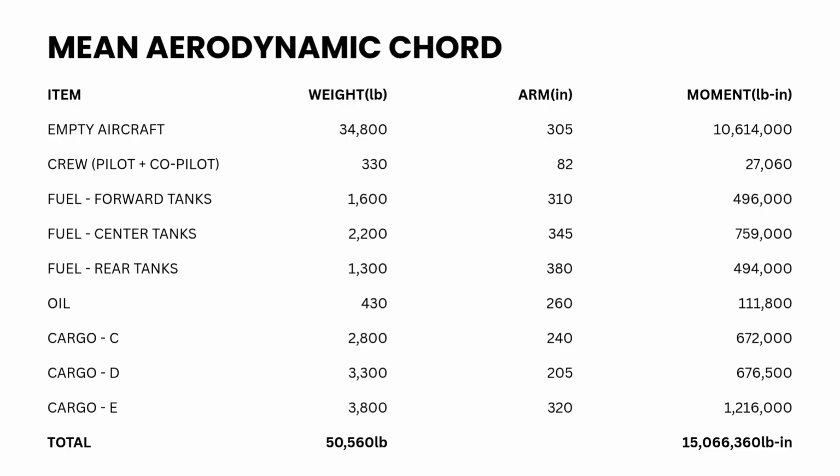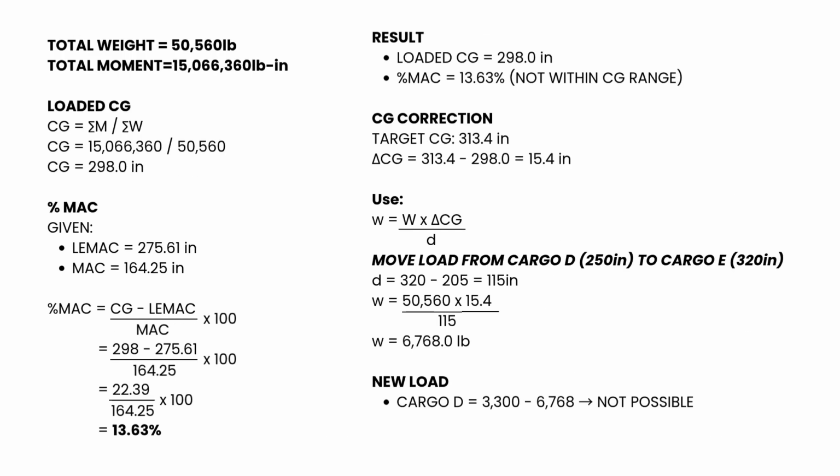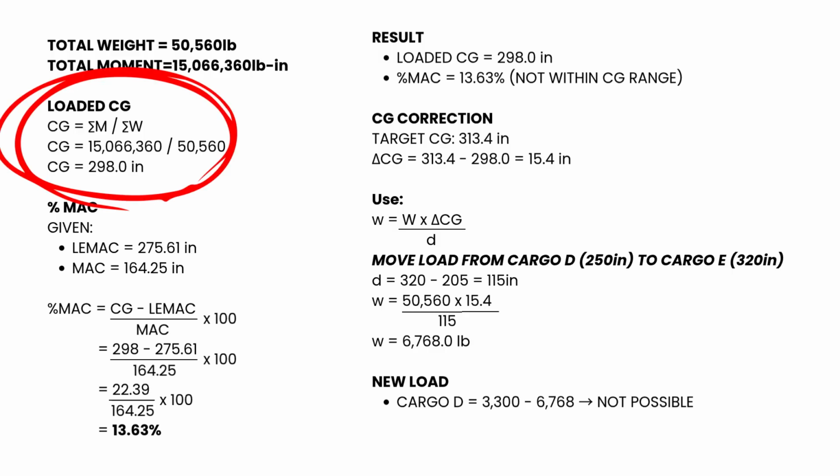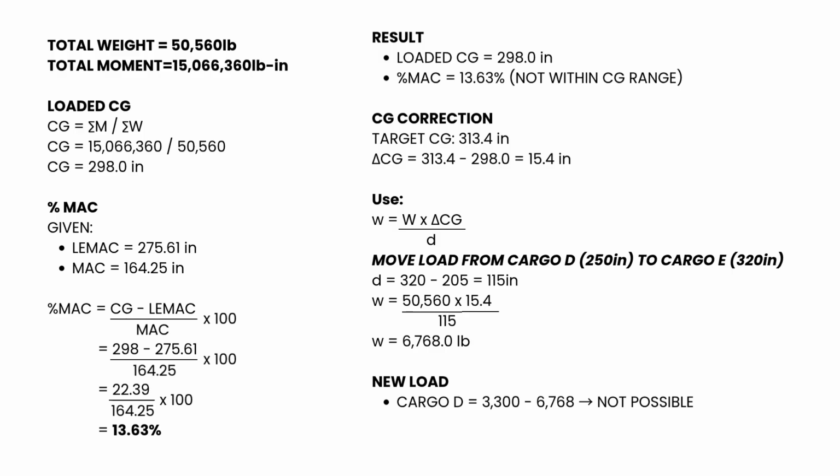To sum all weights, total weight is equal to 50,560 pounds. Then sum all moments, total moment is equal to 15,066,360 lb-in. Now, solving for loaded center of gravity, we use the formula here. So CG is equal to 15,066,360 divided by 50,560. Now the CG is equal to 298.0 inches.